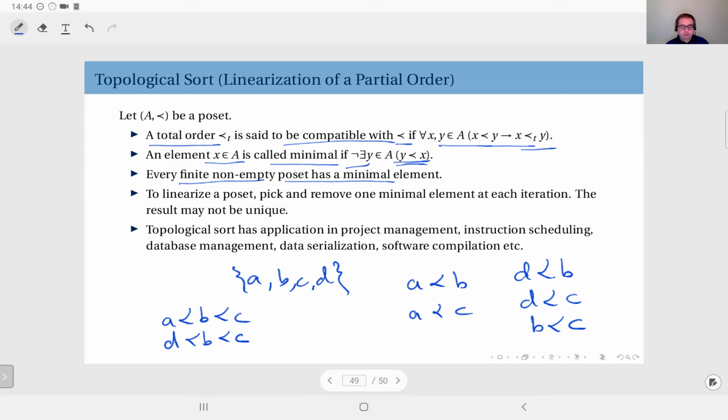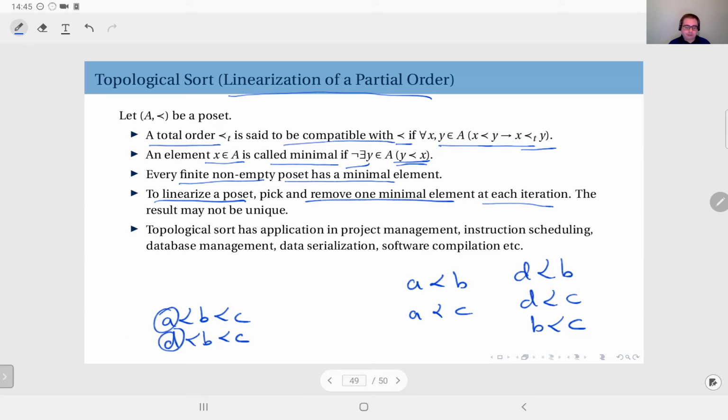Okay? Now, suppose that you have a poset, you would like to obtain a total order that is compatible with your poset. This is called topological sort, or it's a linearization of a partial order. You have a partial order, you would like to obtain a total order that is compatible. Okay? To do that, to linearize a poset, pick and remove one minimal element at each iteration, and then add it to your total order. For instance, in this one, A and D are minimal elements.